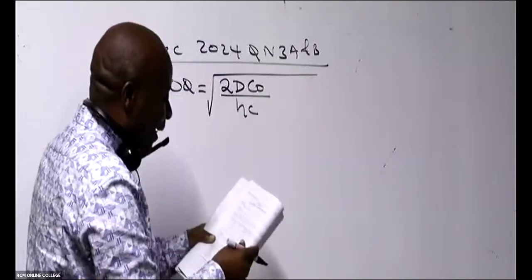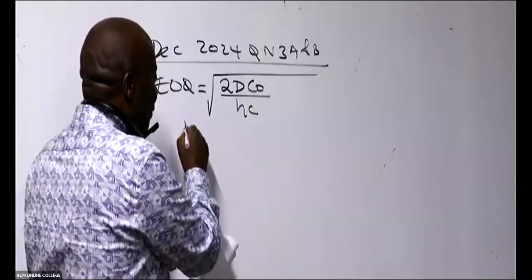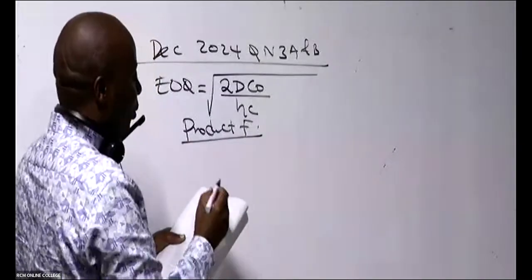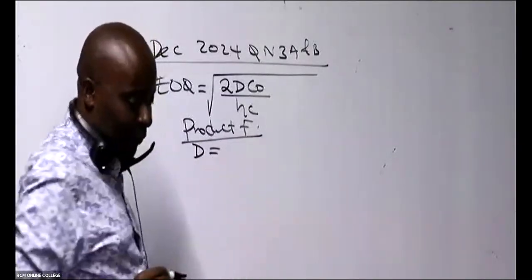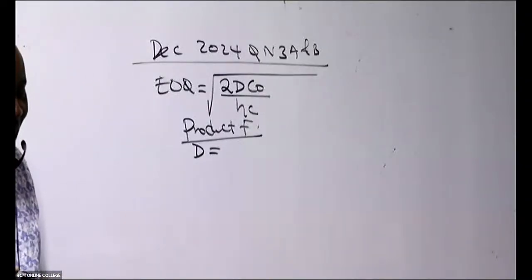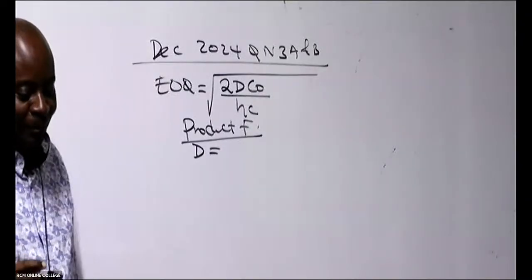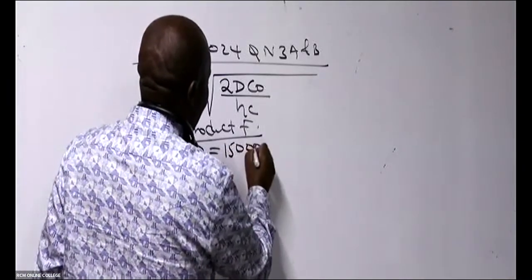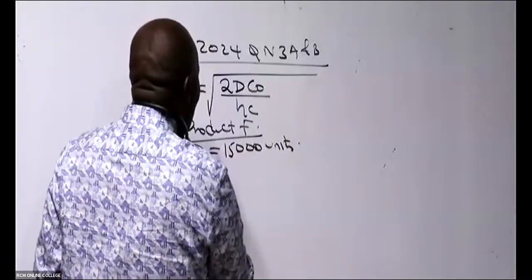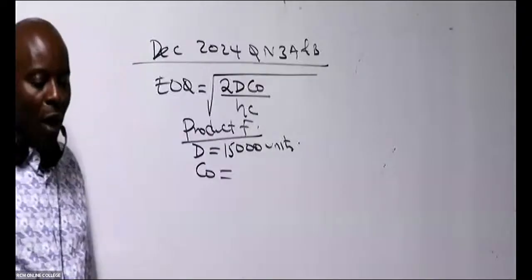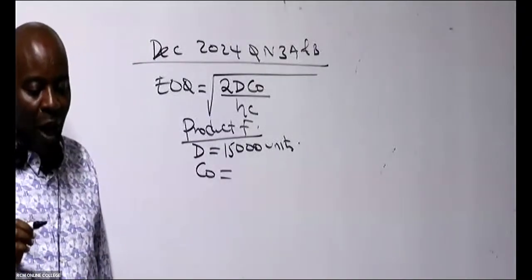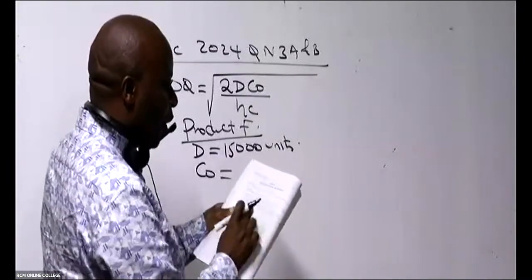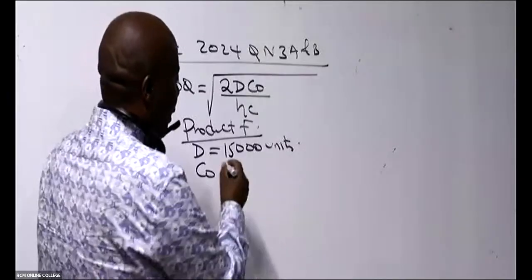Yeah, so ladies and gentlemen, we are talking about product F. Is there somebody who is able to see the annual demand for product F? 15,000 units. Are you able to see the cost per order? 80, isn't it? For F, remember it's F. So the cost of administration per order is 80.